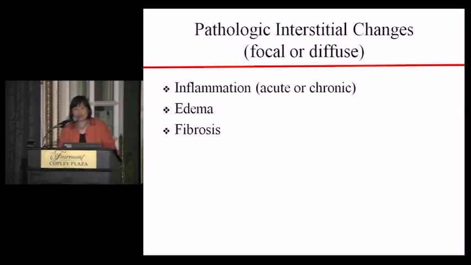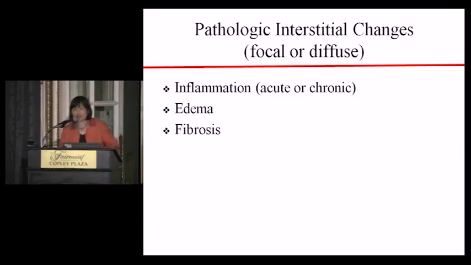I wanted to remember one thing. The interstitium of the kidney is normally not seen, not visible. If it's seen, that indicates a disease process. The pathological interstitial changes, either focal or diffuse, are mainly three things. One, inflammation, which can be seen both in acute and chronic. Second is edema. Third is fibrosis.